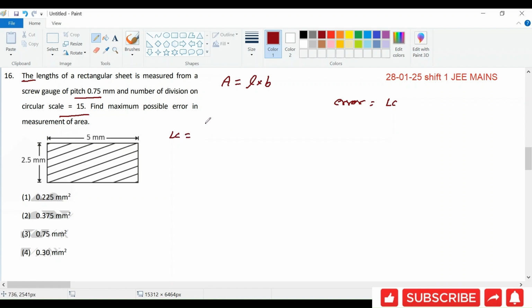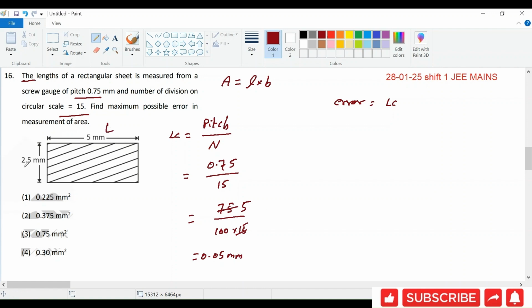Least count formula, pitch is given, right? So pitch by number of circular scale divisions. Pitch value 0.75 mm, answer is in mm only, by 15. We can cancel here. So you can write it simply as 75 by 100 into 15. 15 table, 5 times. So it is simply 0.05 mm, the least count. Once you get the least count, now you see length given, breadth given.